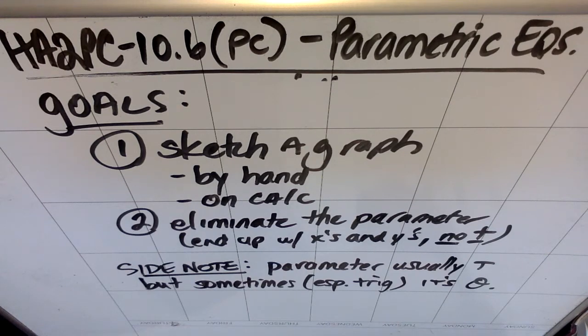But traditionally, it is, sorry, I'm super bothered by the fact that my A looks kind of like an O here. Okay, so usually it's going to be t, occasionally it's going to be theta if you see trig, but that's the gist.